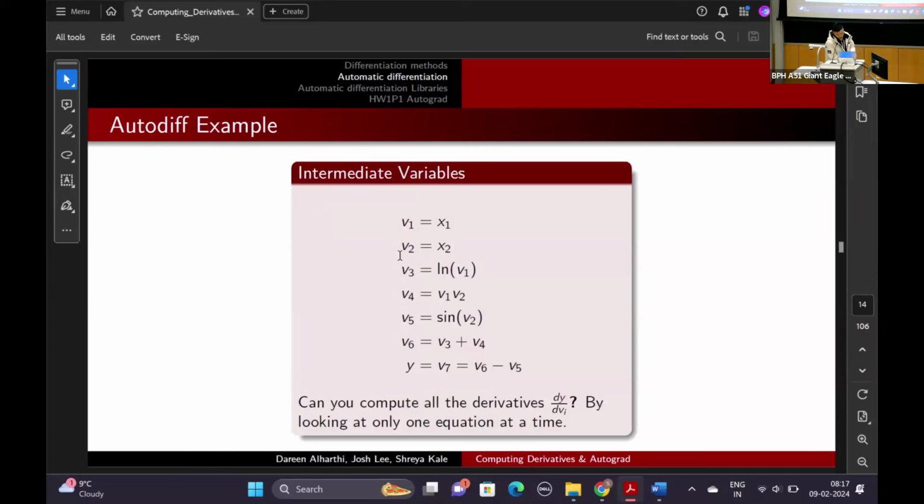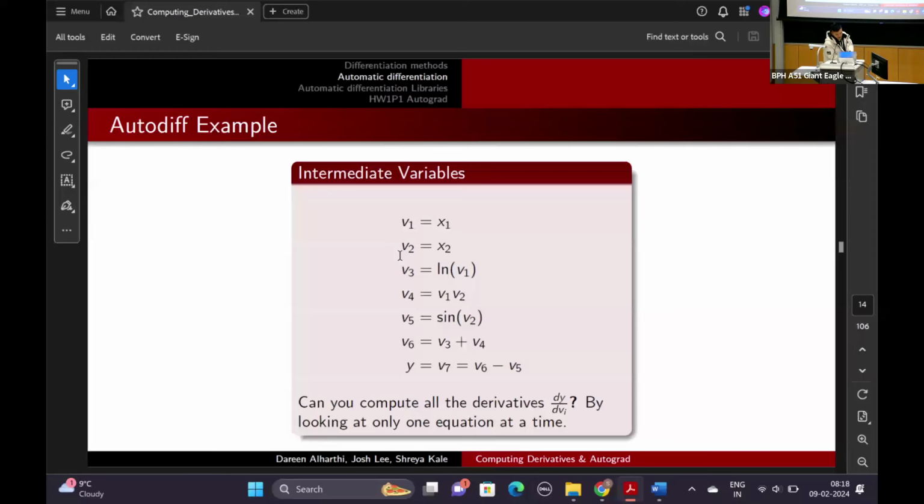All right. So let's do an exercise, right? We have all these components, and let's say we're interested in taking the derivative of y with regards to x1 or x2. Which one do you guys want to do?